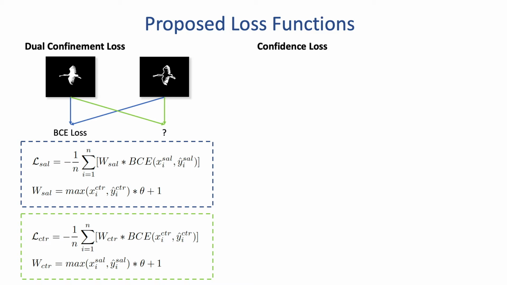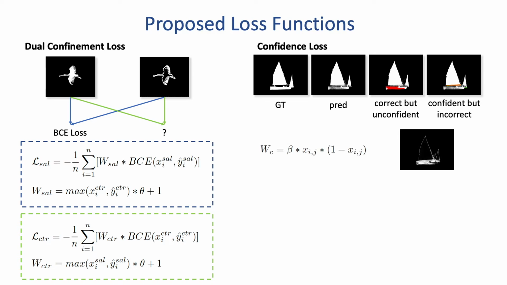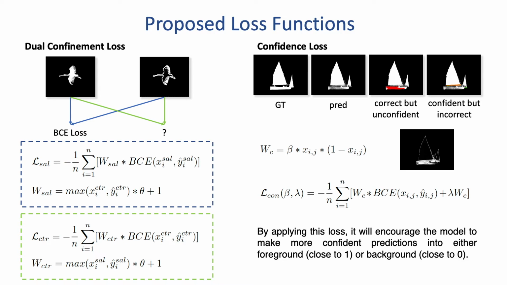Secondly, we noticed that the network will counter two problems for most saliency predictions: confident but wrong predictions, and correct but unconfident predictions. Thus, we factor in confidence into our training and design the confidence loss. The confidence loss considers the saliency prediction and makes it into a heat map using the listed equation. Then we apply the map as a weight to BCE loss and also as a regularization term to optimize our model. The confidence loss turns out to be very effective as it can encourage the model to make more confident predictions into either foreground or background.